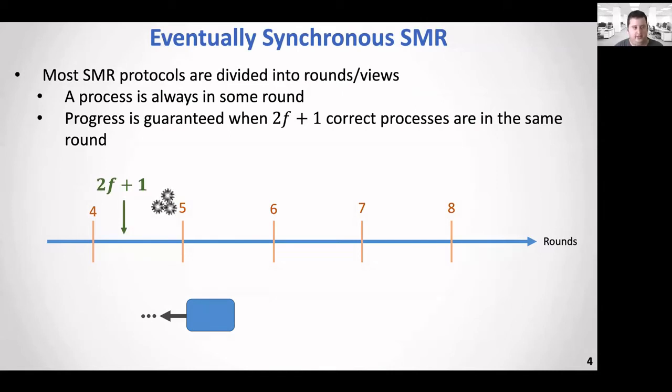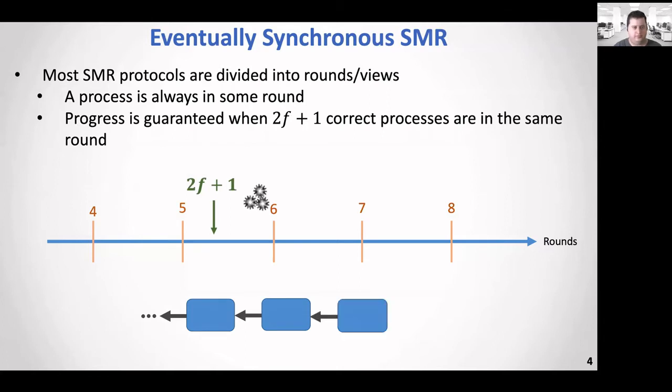So like I said, the processes run the consensus protocol, reach a decision, so they add a new block. They move to the next round, again run the consensus protocol, add a new block, move to the next round, and there we might have a problem. In this illustration, we have 2f plus 1 processes, but actually f of them might be Byzantine.